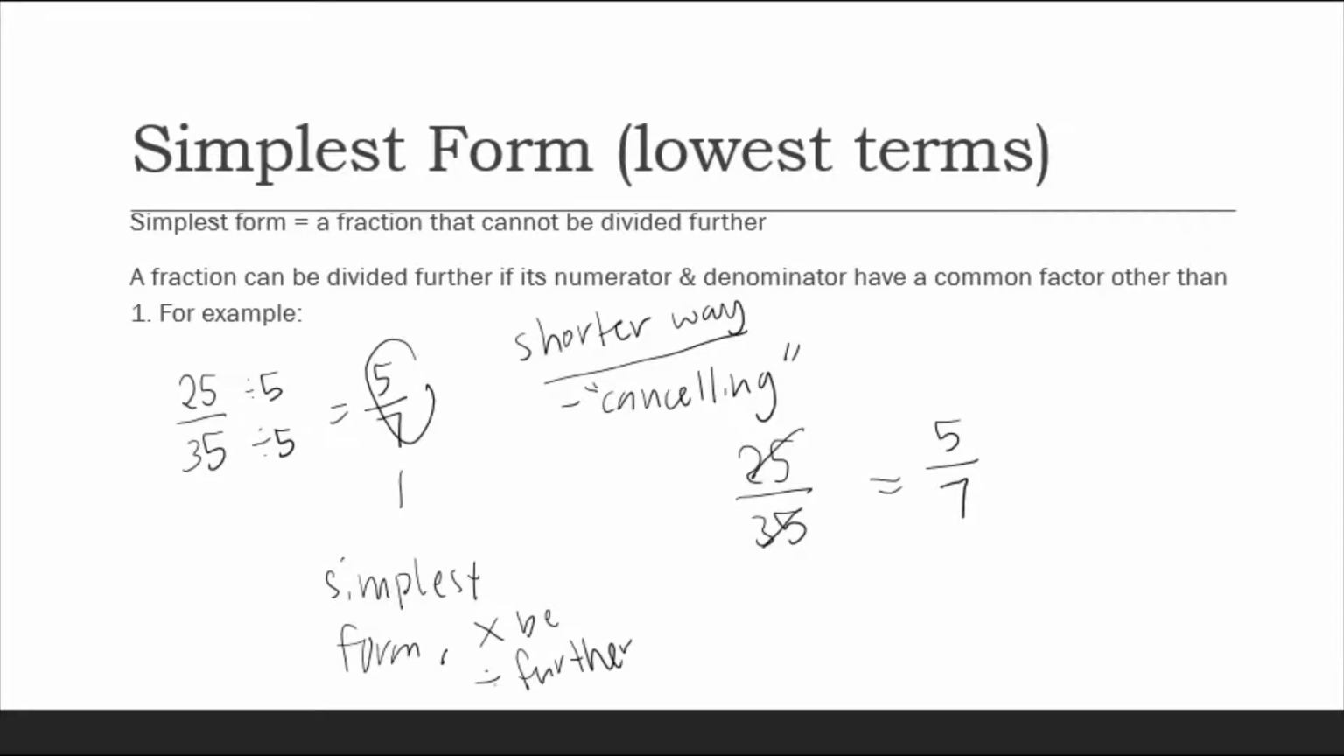Cancelling is a shorter working to show division of both numerator and denominator, instead of writing 25 divided by 5 over 35 divided by 5.